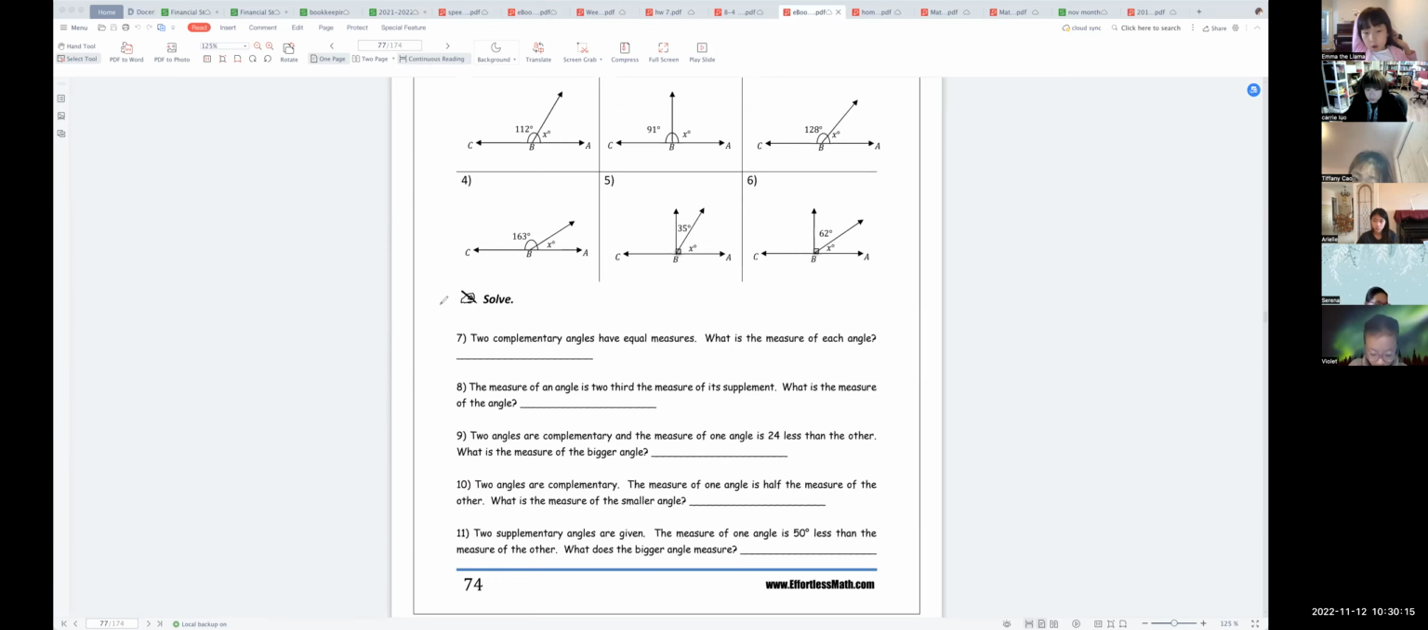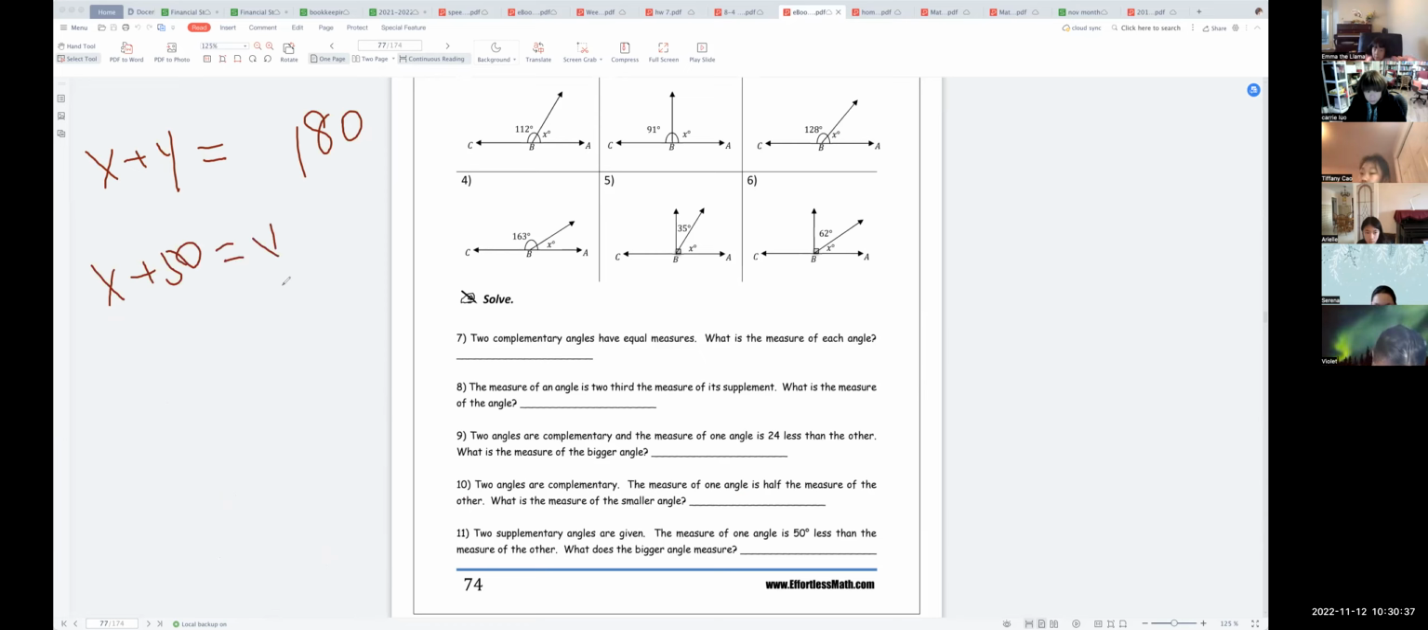Okay. So number 11, two supplementary angles are given. So who gave me the answer? So it's x plus y equals what? Joseph? 180. 180. Very good. Good job. Okay. So the measure of one angle is 50 less than the other. So x plus 50 equals y. Okay. So what is the bigger one? So please calculate it.